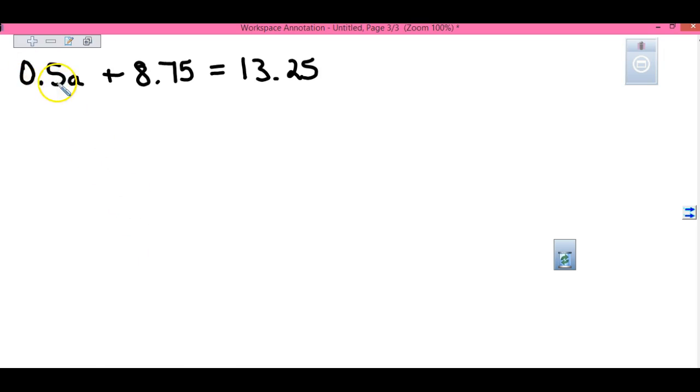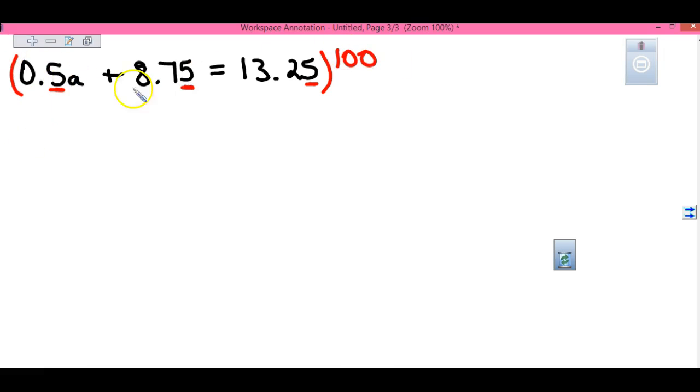If we're solving 0.5a plus 8.75 equals 13.25, we can solve this equation like we regularly do, or we can get rid of all these decimals by clearing the decimal. That means we have to look at the place value of each of the decimals. So what's the place value of 0.5? Tenths. 5 is in the tenths place. What about in 75? 5 is in the hundredths. What about in 25? It's also in the hundredths. So the largest decimal place would be the hundredths, right?